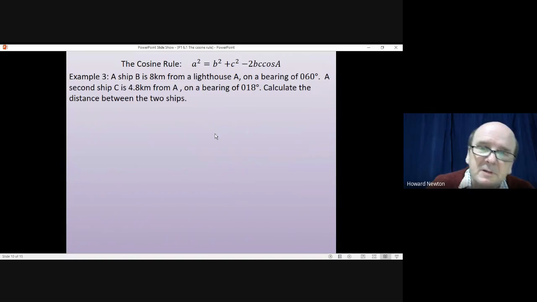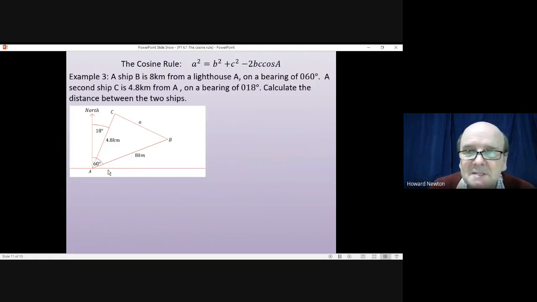Okay, let's have a look at this. Now, as I said, it's the sketch that's the tricky bit of this question. Now, that's the drawing, and I'll just explain where everything comes from. So here is the lighthouse A, and we're told that the ship B is 8 kilometers from it, which is why this distance is 8, on a bearing of 60 degrees. And that 60 degrees is the angle made by the line AB with due north, strictly speaking, going clockwise from north.